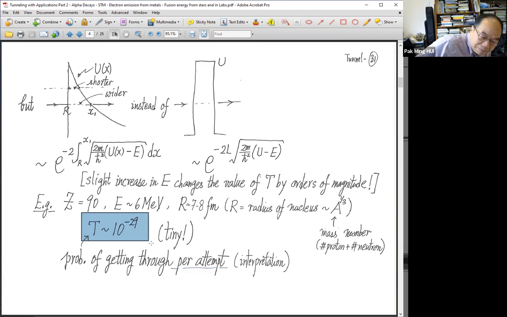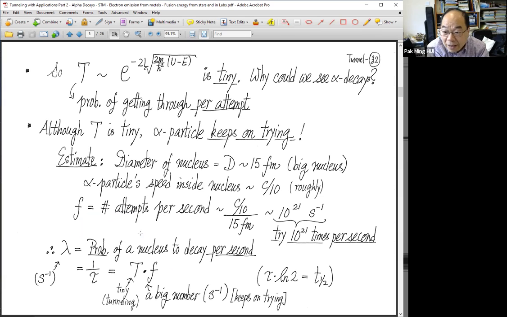So what does it mean by that? The interpretation of this transmission coefficient is, it is the probability if the alpha particle makes one attempt in tunneling through the barrier. Then in one attempt, the probability is 10 to the minus 29. Then you may wonder, how come we can still see alpha particle decays? Then it is a very educational point.